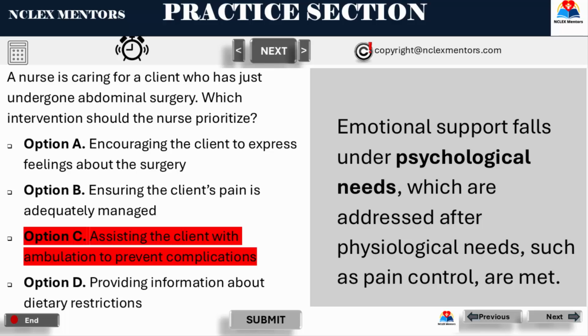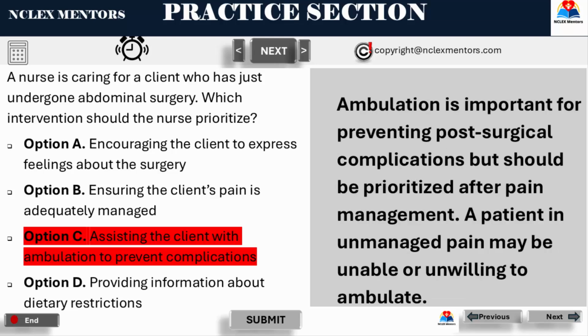First, why are the other options incorrect? Option A, encouraging the client to express feelings about the surgery. While emotional support is important, this falls under psychological needs, which come later in Maslow's hierarchy. A patient in severe pain won't be able to focus on emotional expression until their discomfort is addressed. Option C, assisting the client with ambulation to prevent complications. Ambulation is crucial for preventing post-surgical complications like blood clots and pneumonia. But here's the thing, pain relief comes first. If a patient is in unmanaged pain, they may refuse or struggle with mobility, which could delay their recovery.